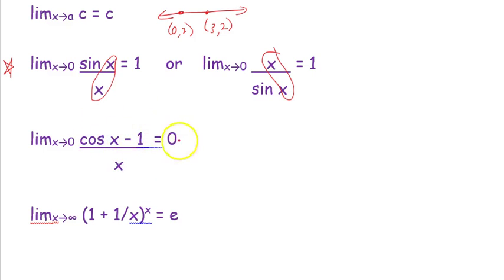This next one, again, is just one you need to memorize. It doesn't come up quite as frequently as this one, but it does come up. And so this time, again, the limit as x approaches 0 of cosine x minus 1 over x. But this time the answer is 0.